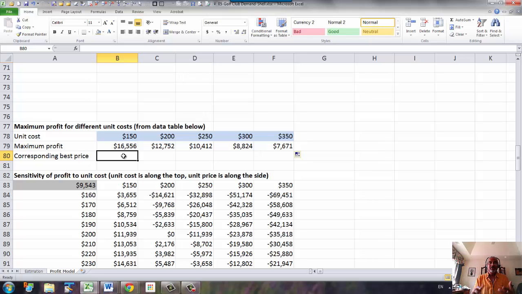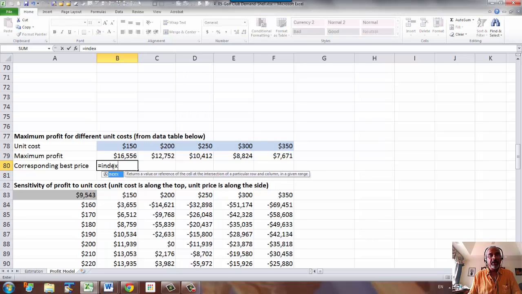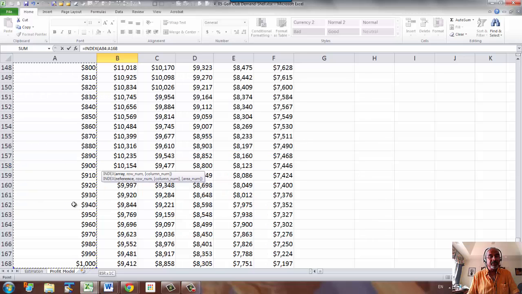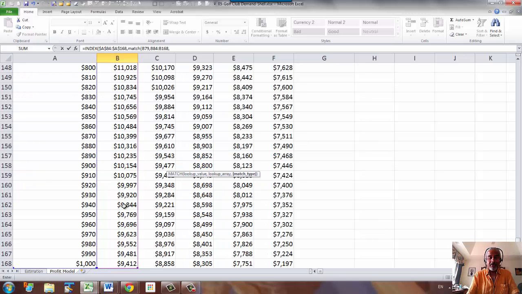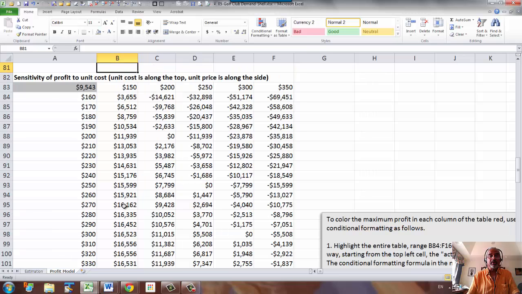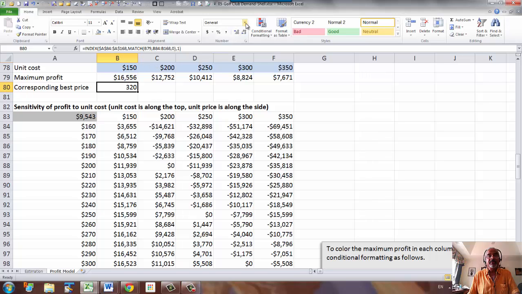Remember, we did INDEX and MATCH, so that's what we have to do here. Okay, let's do INDEX. The first one is the array. We want the price to come from this array, the price array, and that should be absolute referenced. The second one is MATCH, so that will give us the row. Match what? Match the lookup value of profit from the profit column, and the match type is 0. And then for the INDEX, the column number is 1. So that will give us the best price at which we get the maximum profit.